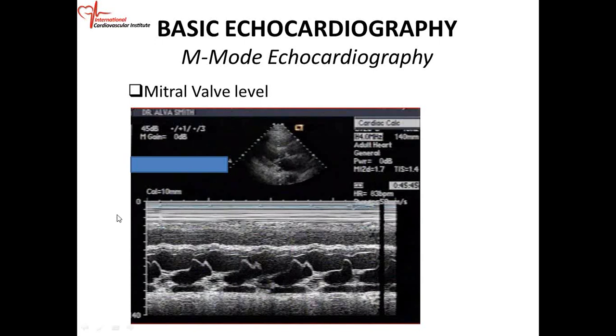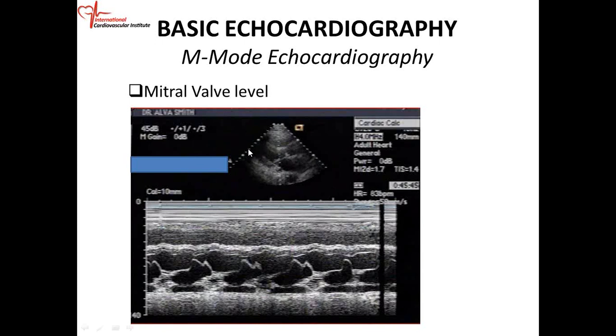This is the mitral valve inside of the LV cavity. Below the mitral valve is the left atrium, and then this is the atrial wall. So you can know the structures in the M mode by looking at the cursor and seeing where the cursor is crossing. I said the earliest M mode was not 2D guided.